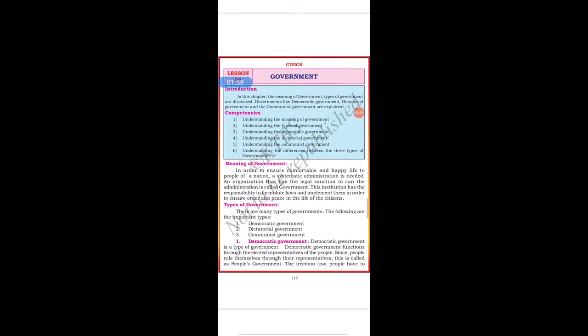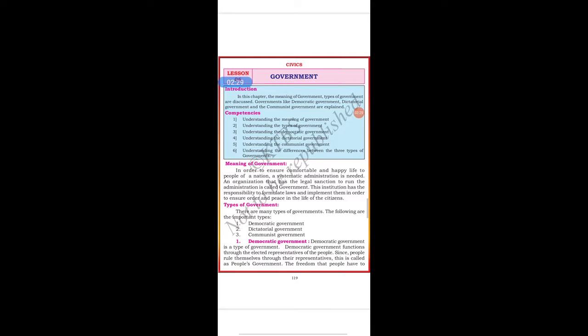This institution has the responsibility to formulate rules and laws, and to implement them, in order to ensure order and peace in the life of the citizens. So students, this organization, the government, has the responsibility to form laws, rules and regulations, and to implement them in order to ensure a peaceful life for the citizens.